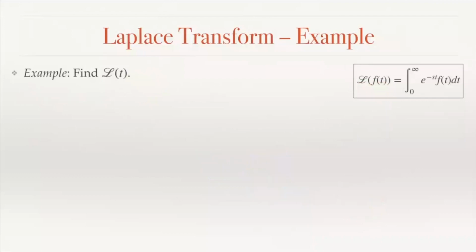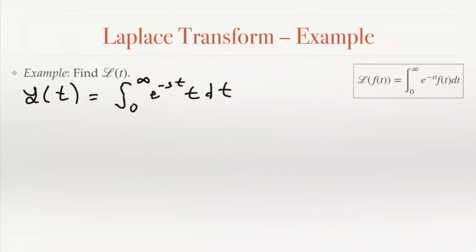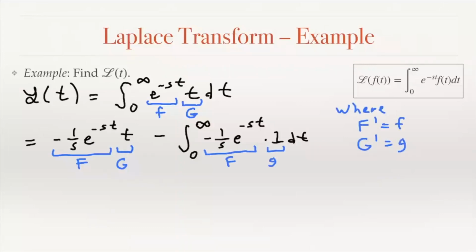Let's do another example. Let's find the Laplace transform of t. We plug this in, and we have that. And this is a classic integration by parts problem. Let me remind you how integration by parts works. We separate the integrand into a product of two functions. We integrate one of them and differentiate the other. And that will give us our new integrand in the following way. And we are evaluating that between 0 and infinity.